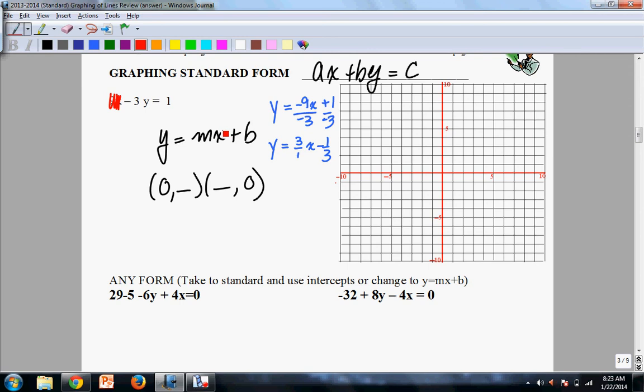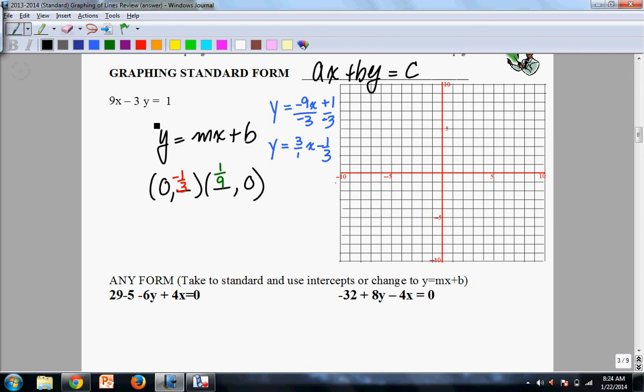Or let's do intercepts. If we put a 0 in the x, we say goodbye to that, and that is going to be negative 1/3. And in all honesty, I believe intercepts are easier for this kind of problem. Here we put a 0 in the y, like so, and we solve for x, and we end up with 1/9. If you were to graph either of these, you're going to end up with a line that looks kind of like this.